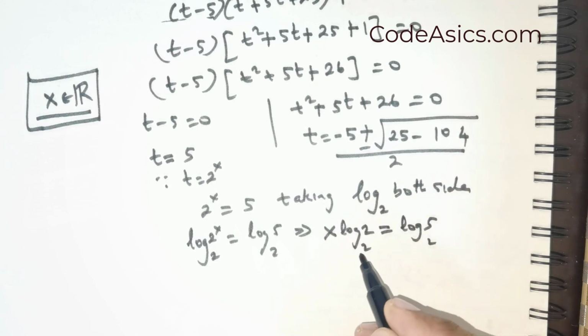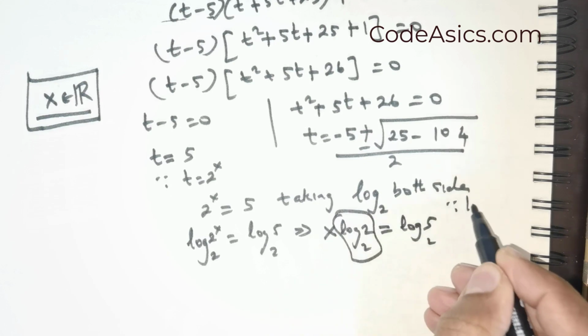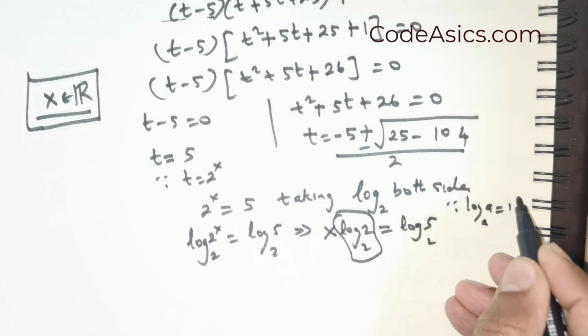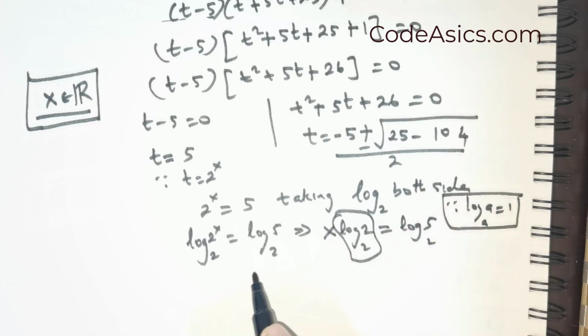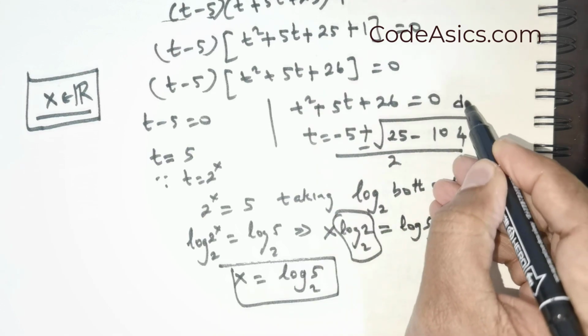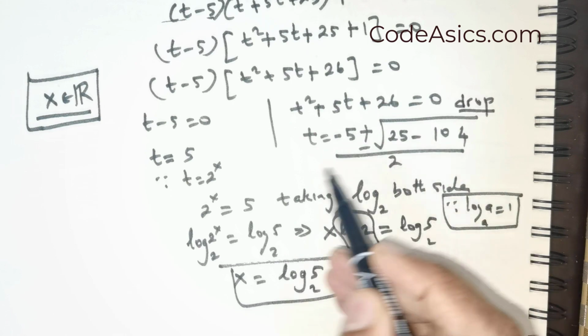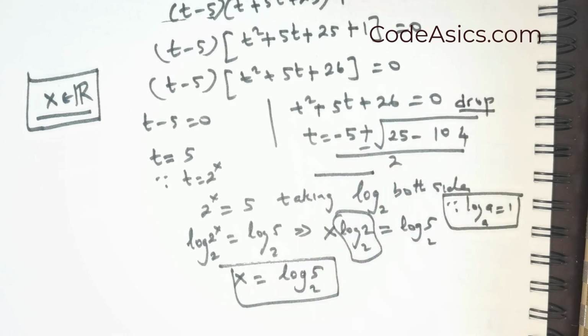Now log 2 to the base 2 is going to be equal to 1, because of the fact that log a to the base a is equal to 1. So this is going to be x is equal to log 5 to the base 2. So this is the real value, right? As I mentioned to you, this has to be dropped, because it is producing a complex root.